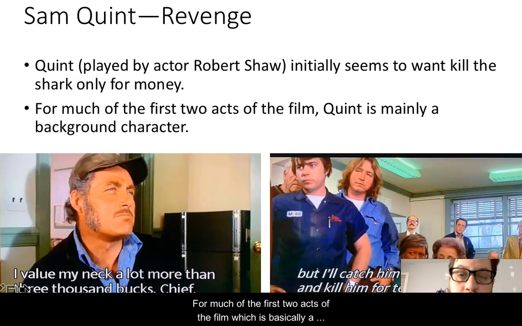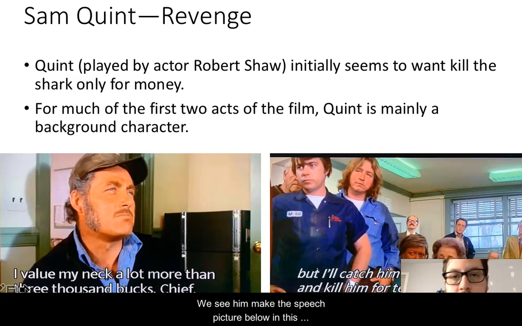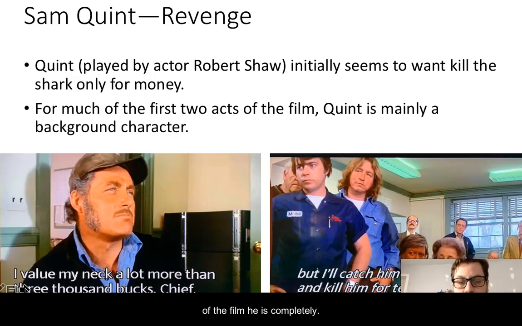For much of the first two acts of the film, Quint is basically a background character. We see him make the speech pictured below in this PowerPoint slide, and we see him laugh when they think they caught the shark, but they really didn't. He's basically in the background until probably towards the end of the second act. For much of the first act of the film, he is completely absent.